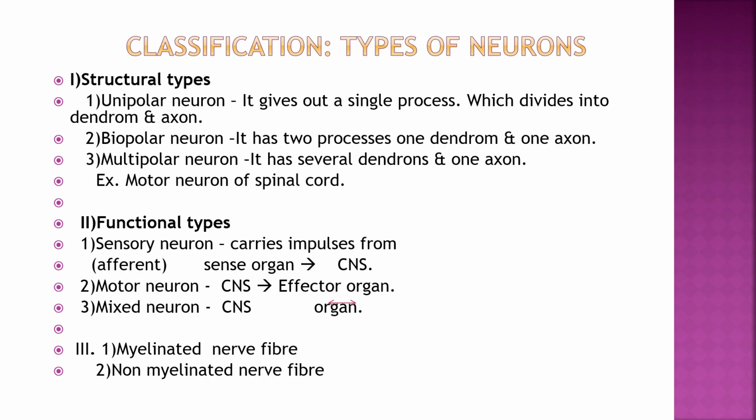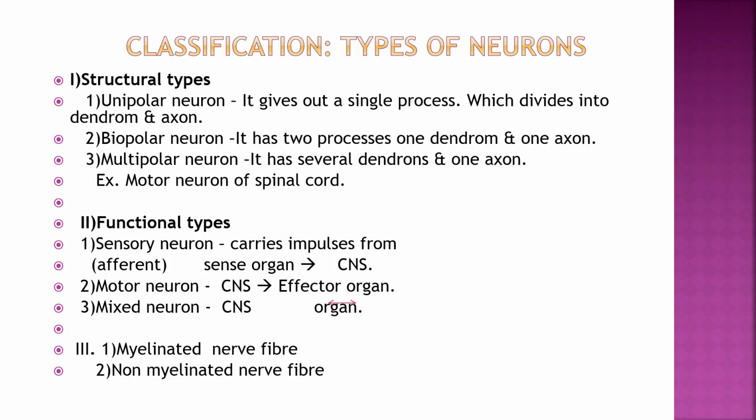According to the functions, they are divided into sensory, motor, and mixed fibers. So sensory neuron is called as the neuron which carries impulses from sensory organ like skin, eye, ear, tongue. So these are all sensory organs. So from sensory organ to the central nervous system, that is brain or spinal cord. So that is called a sensory fiber.